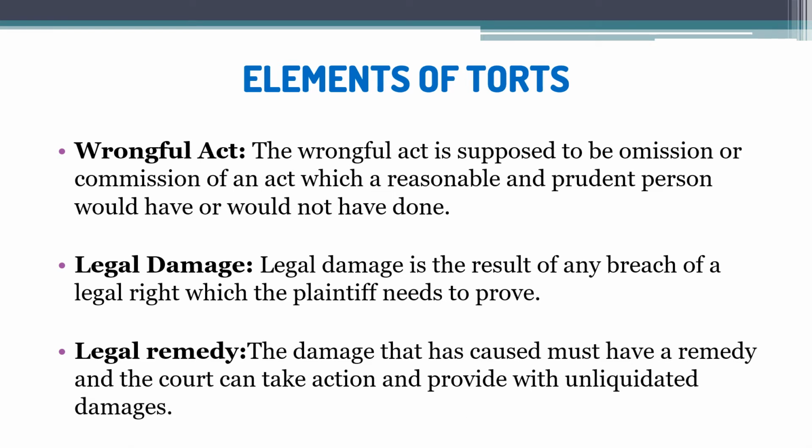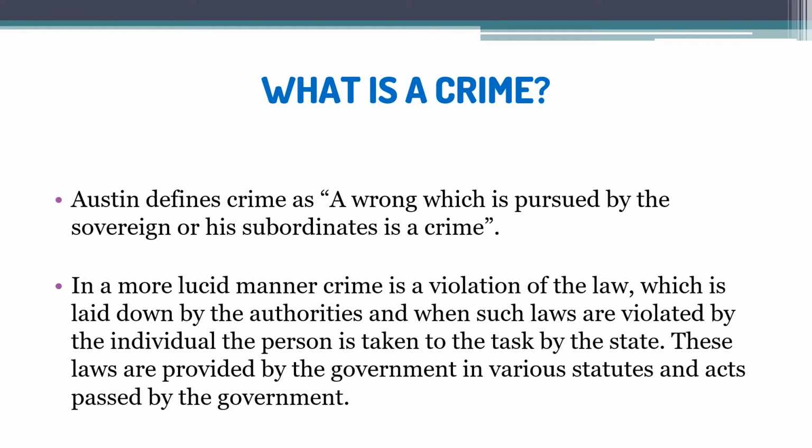Now, coming to the topic of crimes. Austin defines crime as a wrong which is pursued by the sovereign or his subordinate. In other words, crime is a wrong in which the state will sue the wrongdoer because the state has forbidden such acts, and when they are done, they are punished by the court.